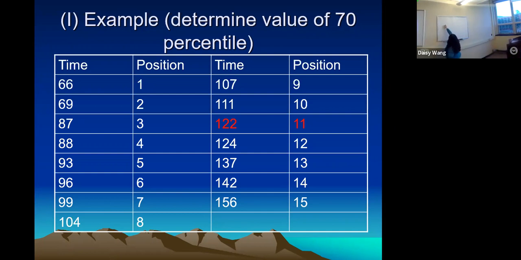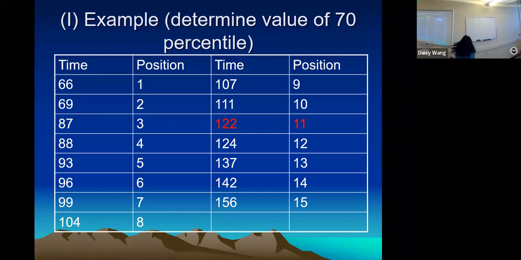So i is 70 divided by 100 times how many numbers, right? Totally we have 15 numbers, so that times 15. So we get i equal to 7.7 times 15, so that's 10.5, right? If it's 10.5, then we will round it to 11, the closest one. So this is the 70 percentile number, 122, okay?